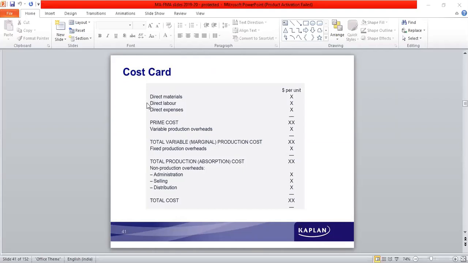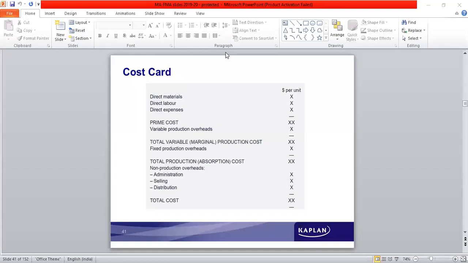So first we make a list of all the direct costs, which are direct material, direct labor, direct expenses. Add them up, so that becomes the prime cost. After that, all indirect costs are to be added. But then we do not follow the same pattern of indirect material, indirect labor, indirect overheads.